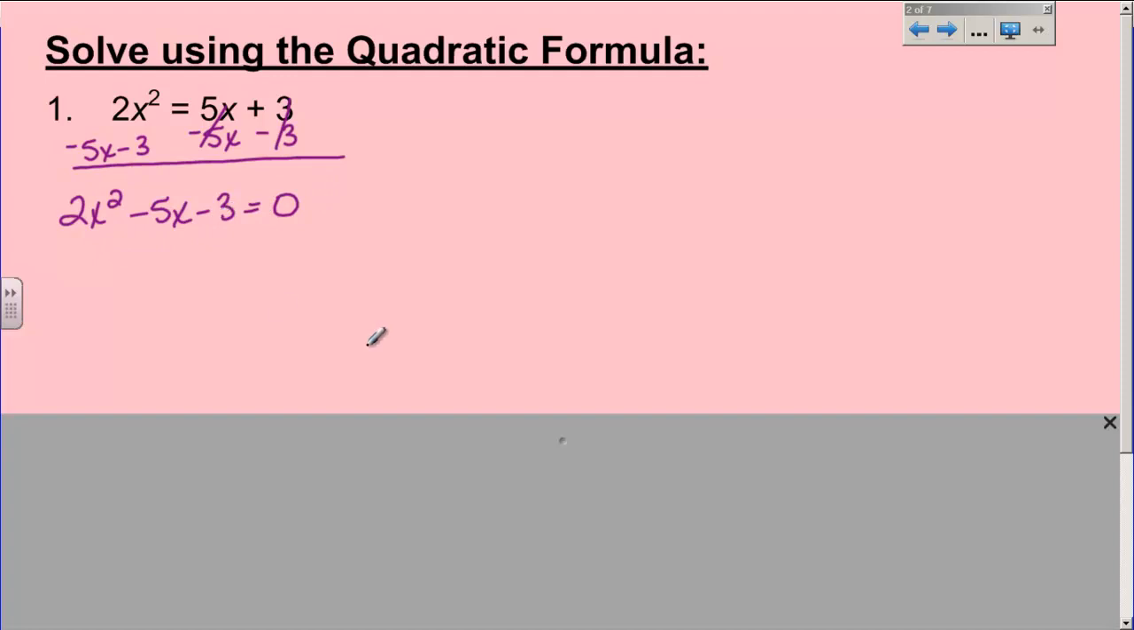I'm going to solve this using the quadratic formula. And so I'm going to go over here and I'm going to write my formula down. x equals negative b plus or minus square root b squared minus 4ac all over 2a.